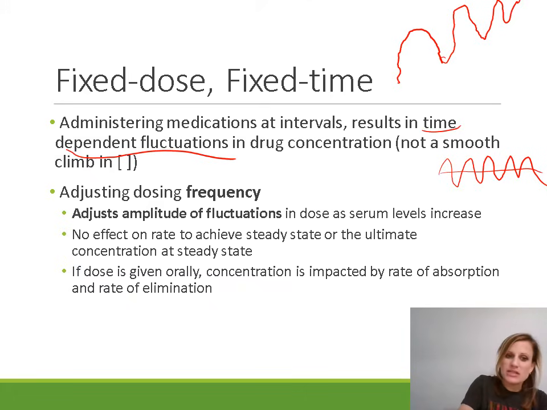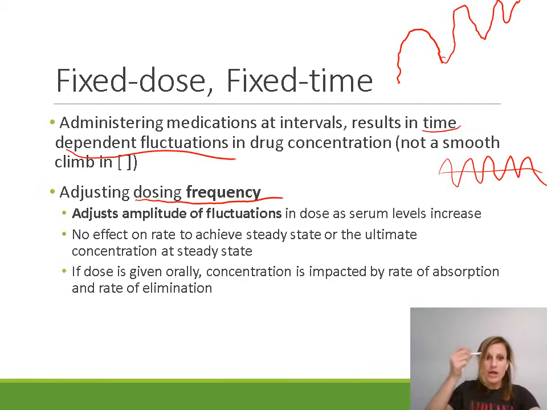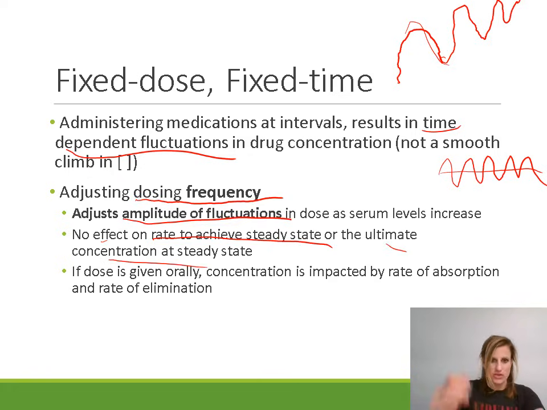If you adjust the dosing frequency of the drug, you adjust the amplitude of fluctuations. Right, so you adjust the size of these fluctuations as the serum levels increase. It does not change the rate to achieve steady state or the ultimate concentration at steady state. You're just affecting how big the fluctuations are.